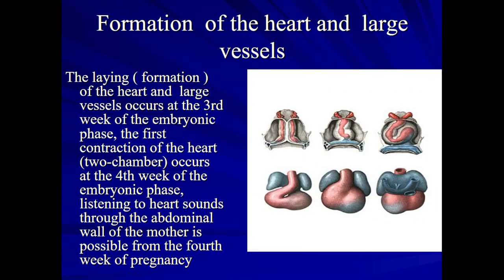Formation of the heart and large vessels in the uterine period of childhood. The formation of the heart and large vessels occurs at the third week of the embryonic phase. The first contraction of the heart, a two-chamber variant of the heart, occurs at the first week of the embryonic phase.